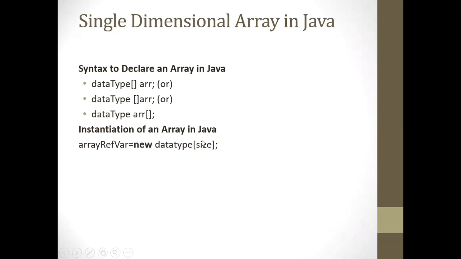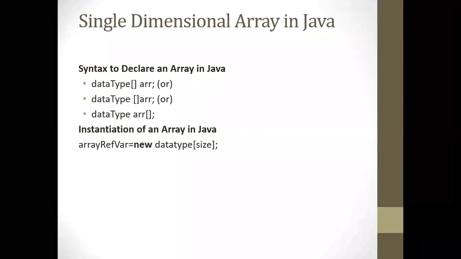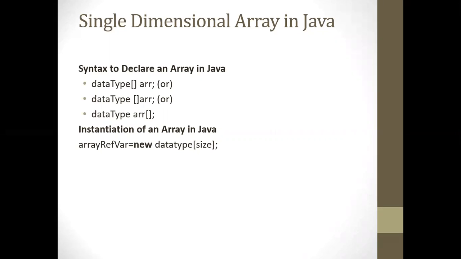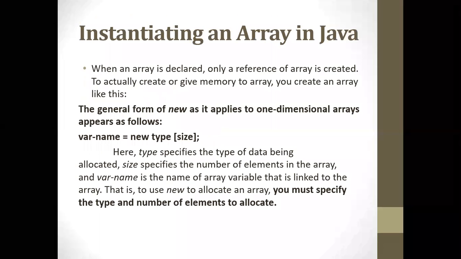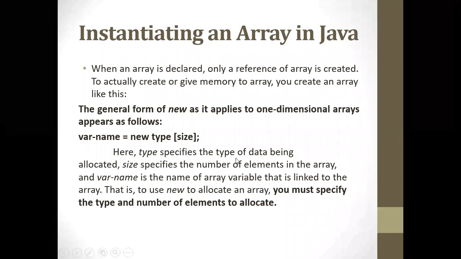Instantiation of an array: we have an array reference variable, then new, the data type and a size. Whenever you are using new, that means you are instantiating something and allocating memory to that particular thing. At that time only the memory allocation will happen. When an array is declared, only a reference of the array is created. To actually create or give memory to the array, you create it like this.